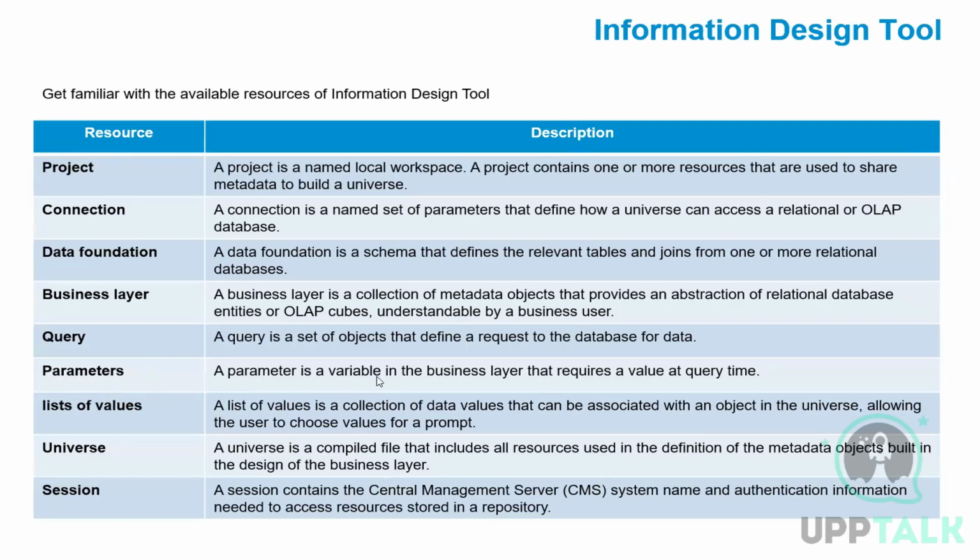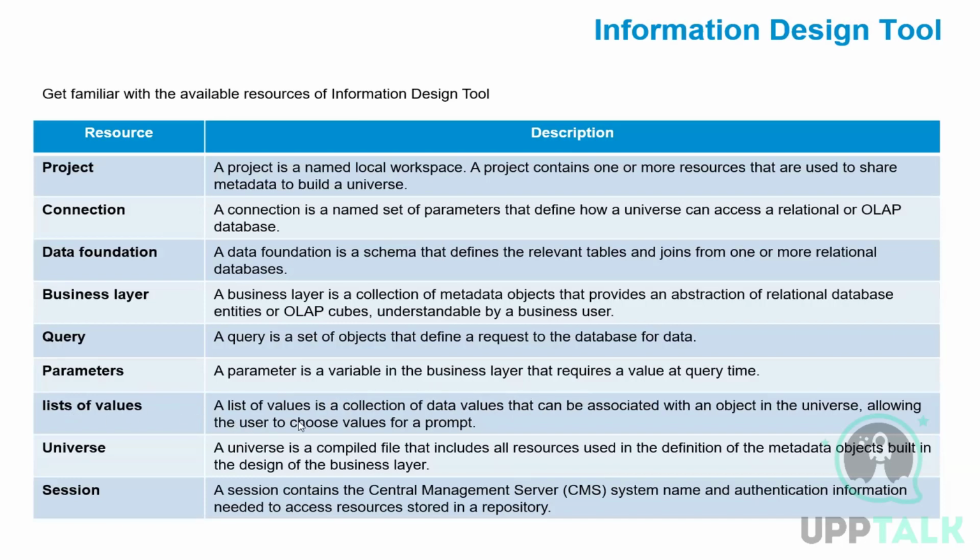Parameters. A parameter is a variable in the business layer that requires a value at query time. It is like a prompt. We can put a parameter for select year. So whenever we refresh a report, it will ask us to select which year to run the report. We can give the year which we want, 2021, 22, or 20, and run the report. That is a parameter. It is like a variable which we create in the business layer.